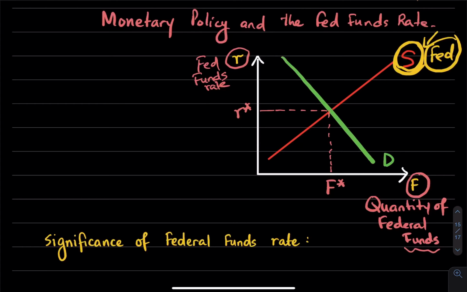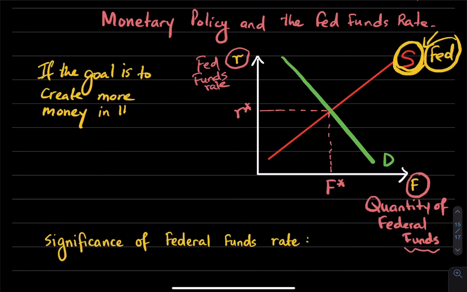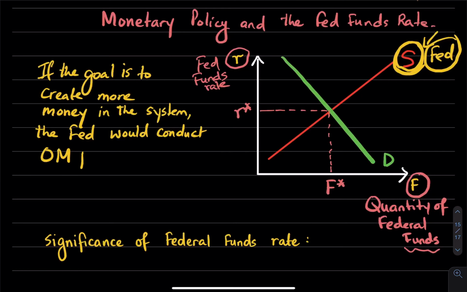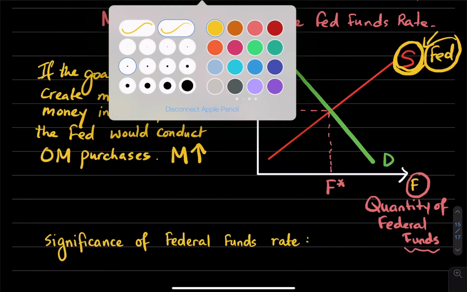So if the goal is to create more money in the system, the Fed would conduct open market purchases, right? So they would buy treasury bonds from banks and inject money into the system. When they do that, money supply goes up, and that would be reflected in a downward shift of this supply curve.